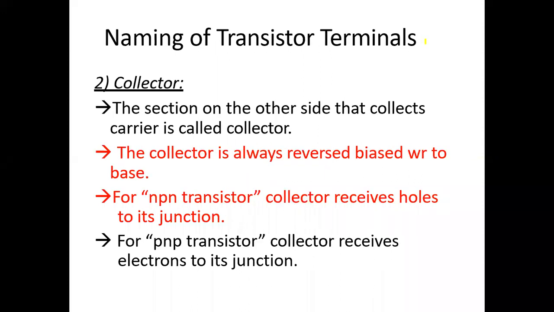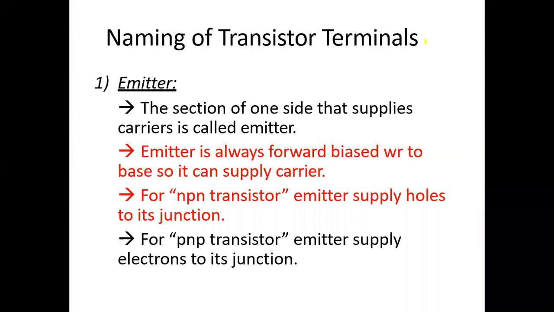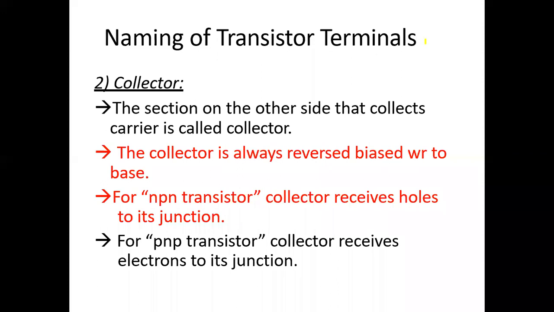In a PNP transistor, the emitter supplies electrons to its junction. The section on the other side that collects the carriers is called the collector. The collector is always reverse biased with respect to the base. For an NPN transistor, the collector receives holes from its junction, and for a PNP transistor, the collector receives electrons from its junction.